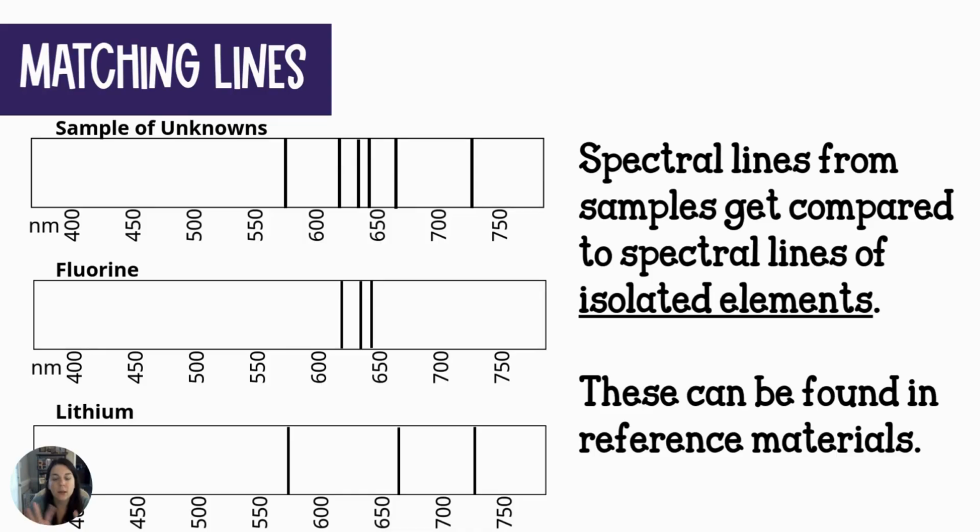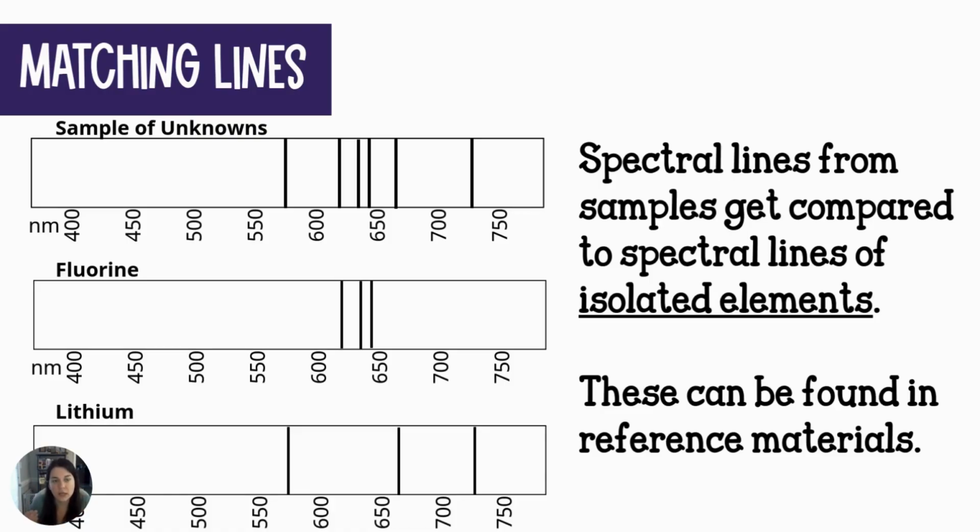So this sample of unknowns here, I don't know what this is. Let's throw it on the flame, read it with a spectroscope, and we get these lines. We're getting 6 lines in total here. Then what I do is pull in reference materials and try to match up some spectral lines.